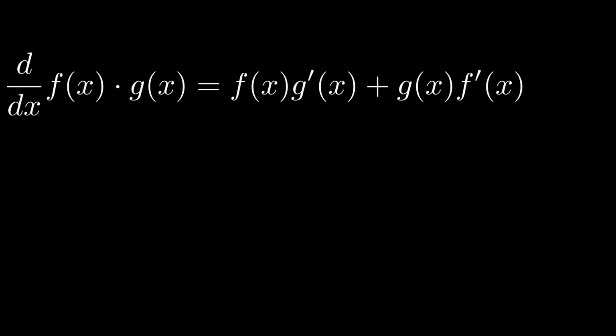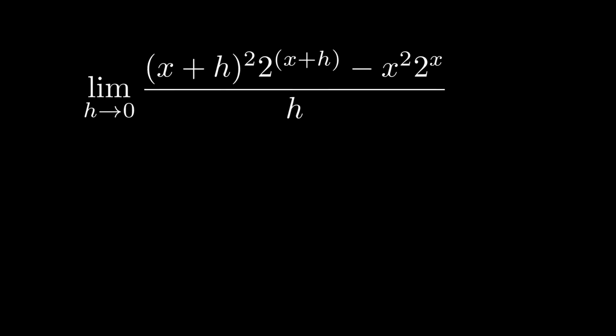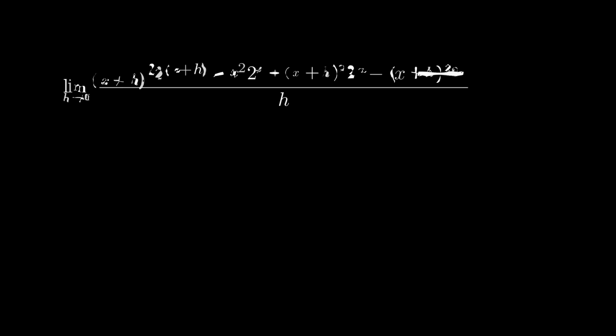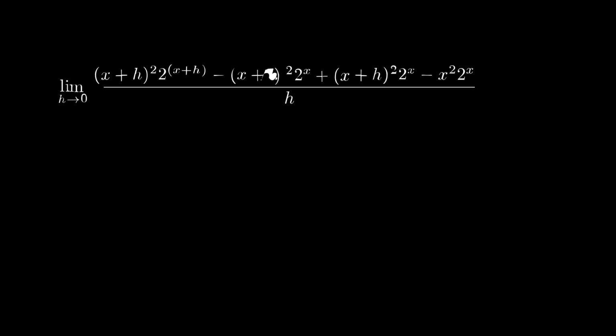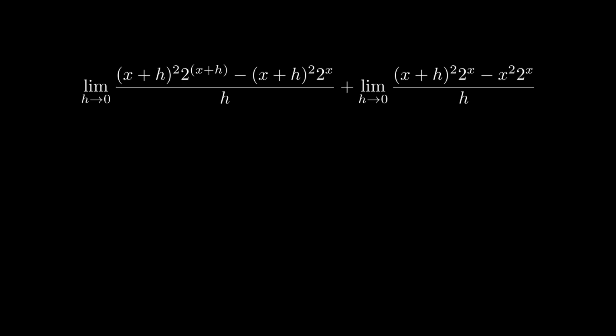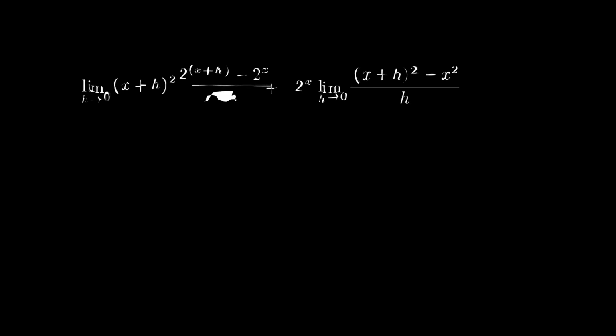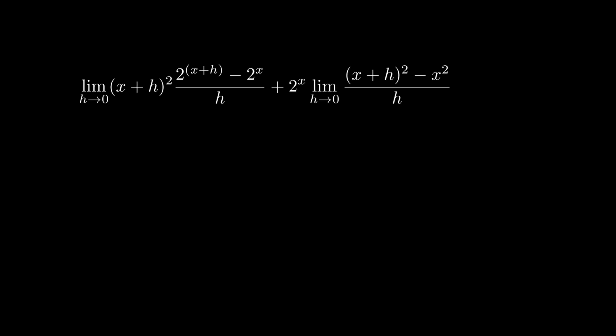Now, you might not be convinced yet, so I'll show the whole process with this function, x squared times 2 to the power of x. So we throw it into our base definition and get this. Next, let's add and subtract x plus h squared times 2 to the power of x. We group our terms and split the limit. Then factor out 2 to the power of x and x plus h squared.